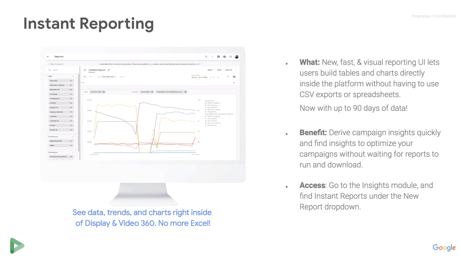In order to access instant reporting, you would need to go to the Insights module and then find the Insights report at the very top left of the tool. Then you're going to go to the new report dropdown and you're going to be there.